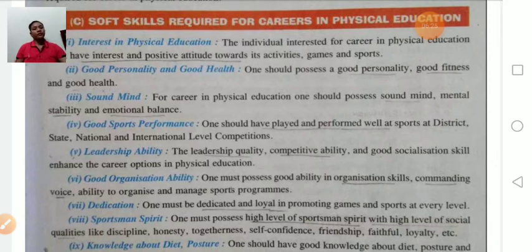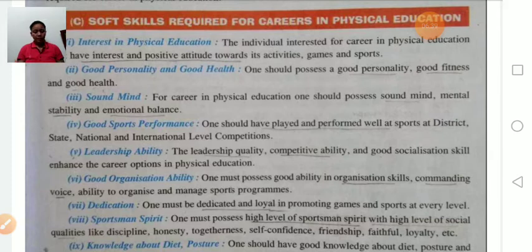because it is related to physical education's physical activities. So for a career, the first thing is you should have a good personality. You should be physically fit and healthy.